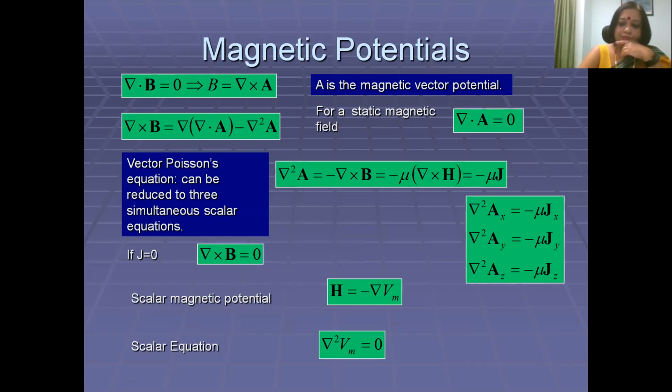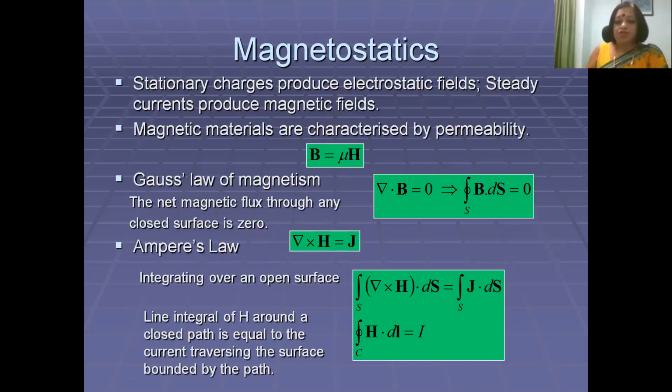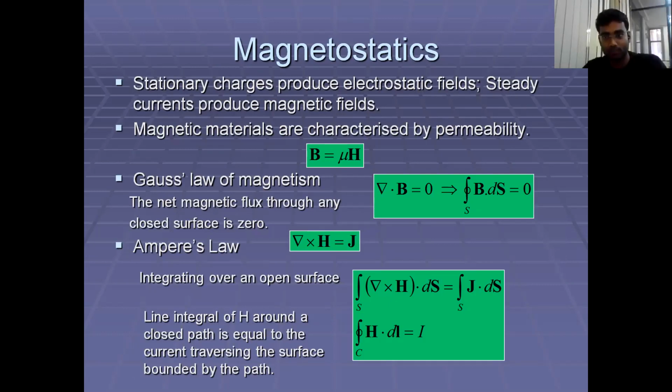If at that point J is 0, then J is present nowhere in space. Then there can be no magnetic field. J is present nowhere, so it will be 0. What will be 0? No magnetic field. There won't be a magnetic field without current.